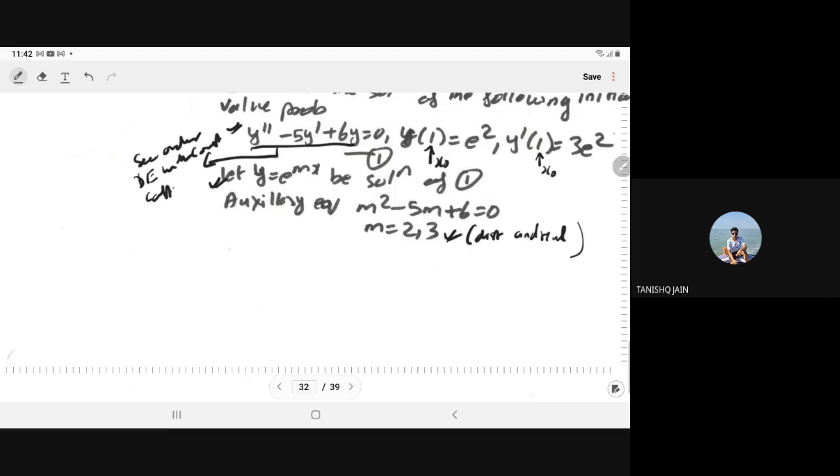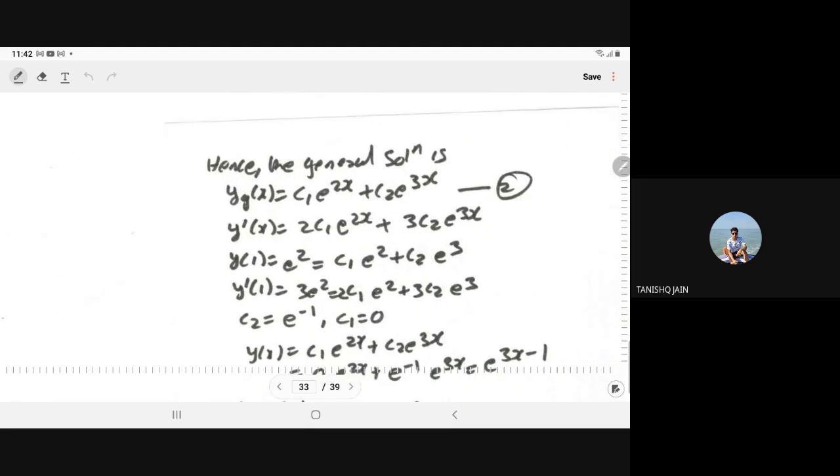So m is equal to 2, 3. From here, what is the general solution? y(x) is equal to c1 e to power 2x plus c2 e to power 3x. This is the general solution. Now, what are the conditions given to you? Before that, compute y dash. So y dash will be 2 c1 e to power 2x plus 3 c2 e to power 3x.